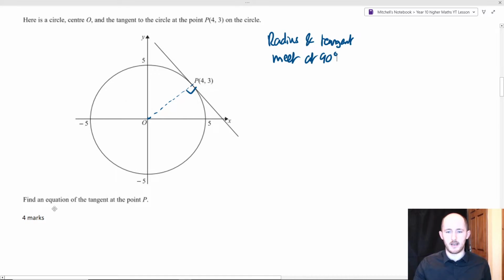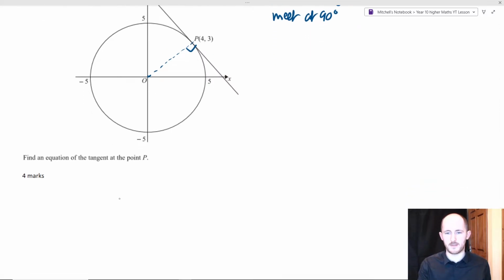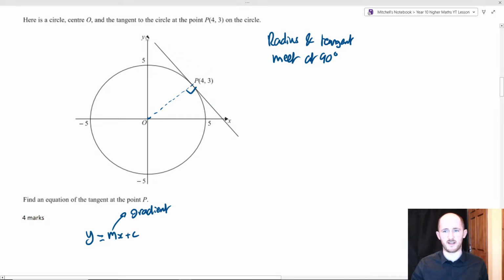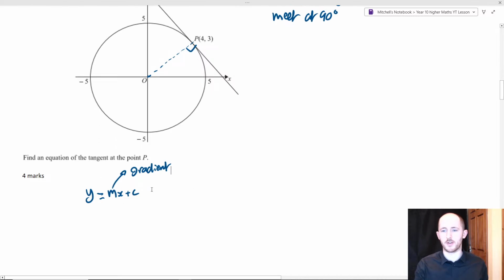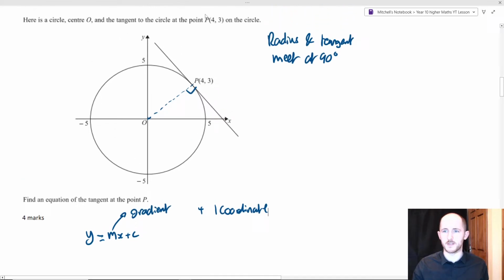So first of all, a tangent is a straight line. So what do we need for an equation of a straight line? Well, if I write out the general equation, we have mx plus c. So we need the gradient, and then we need to work out plus c. We can either work out the y-intercept, but we can't really see it on this diagram yet, or we can try and just sub in a coordinate. So gradient plus one coordinate. Now the good news is that we actually already have a coordinate because it says it passes through the point 4, 3. We just need to work out the gradient and we're done.